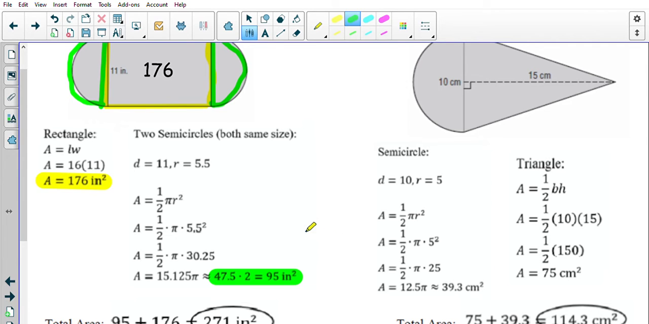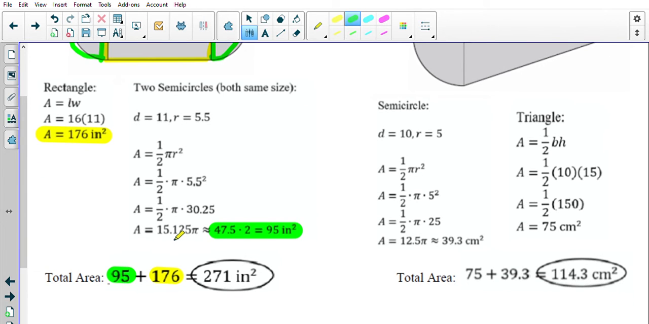Again, you could just do pi r squared, pi times 5.5 squared, and I'm going to go ahead and make sure we get the same solution. Yeah, you get about 95. It's even 95.0, so same solution, inches squared for the two semicircles, which combine for one whole circle. So we add the 176 from the rectangle to the 95 from the two semicircles. Your total area will be 271 inches squared.